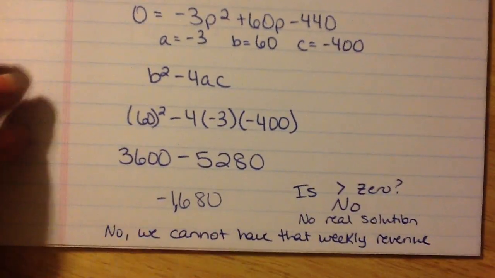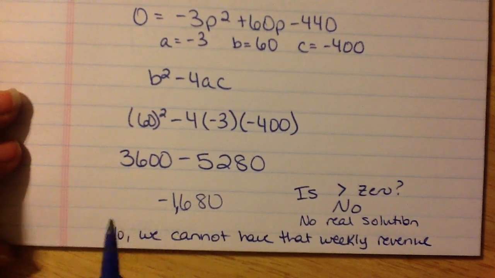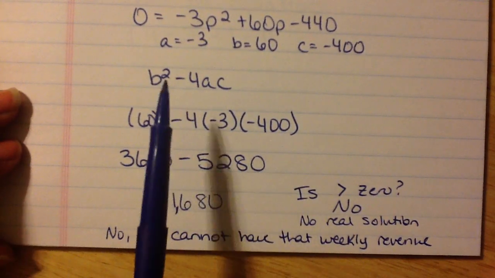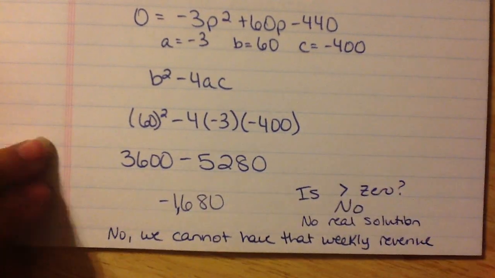So again, if it had asked what week we would have that weekly revenue, we would have used the entire quadratic formula. But if it's just asking could it happen, yes or no, we can use kind of a cheat code and just use the discriminant. If it's positive, the answer would be yes, we could have that weekly revenue. But since it's negative, no, we cannot.